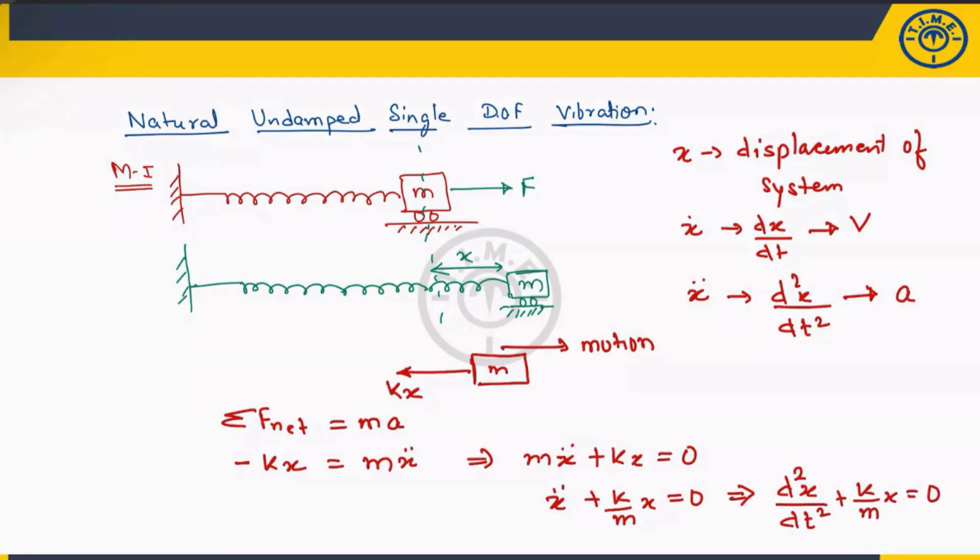And this is the equation of SHM. Here, the coefficient k by m is basically omega n square, so this is x double dot plus omega n square into x equal to 0. That is the basic general equation of SHM. So if I write down the natural frequency, what natural frequency are we getting? Root of k by m. And this is the natural frequency of the spring and mass block system.